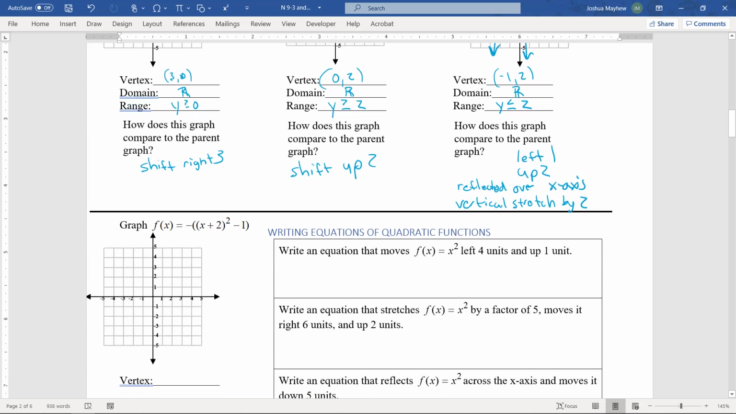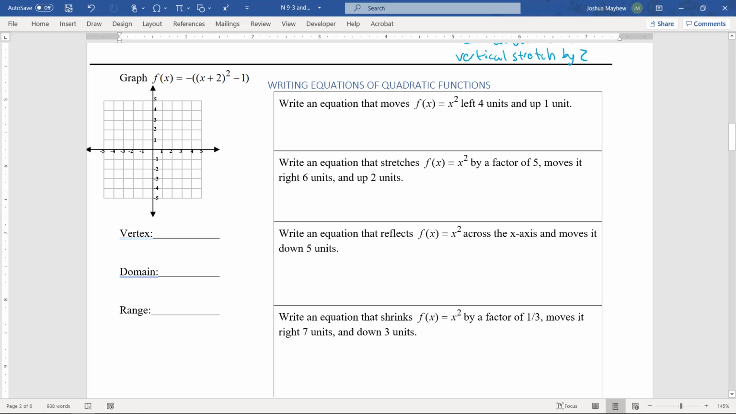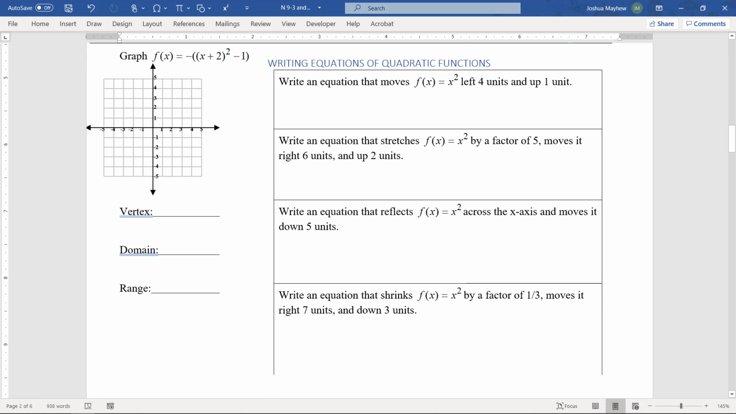All right. I'm going to look at this one, and then we'll shift gears just a bit. All right, so first describe what's happening. Well, it is going left 2, there's parentheses, horizontal, inside the parentheses, opposite. It's going down 1, and it is a negative out front, so it is being reflected over the x-axis. Okay, all right, so I'm going to move that 0, 0, left 2, down 1.